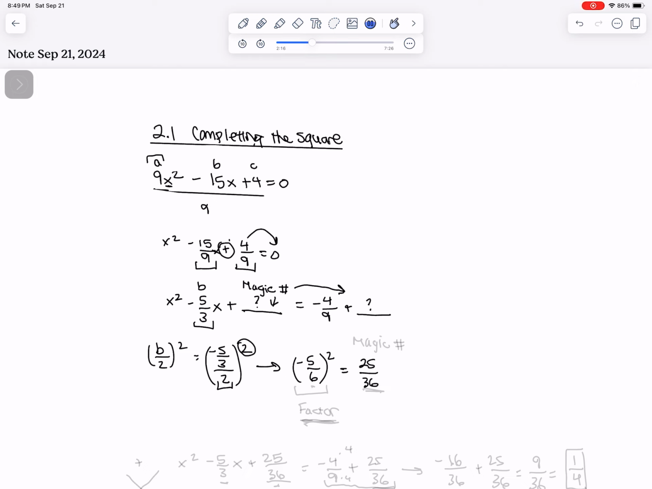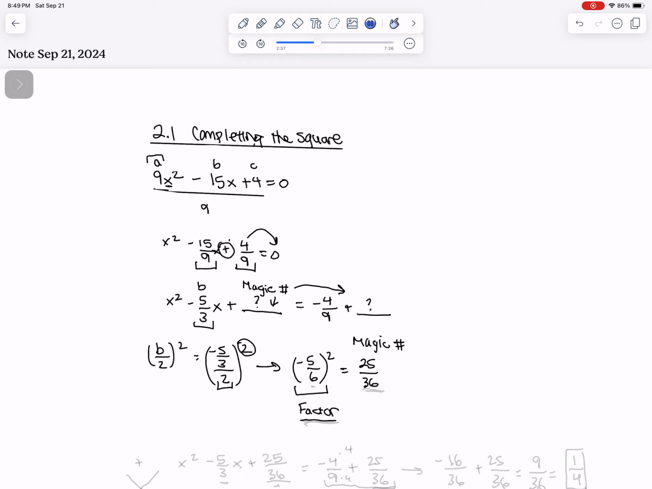All I did was, in my calculator, I put negative 5 over 6, and then I squared it using the square button, and this is how I got my magic number. So this is my magic number. Great. And this is also going to be my factor, and we're going to use that later in the problem, and I'll talk a little more about that when we get to the next part.